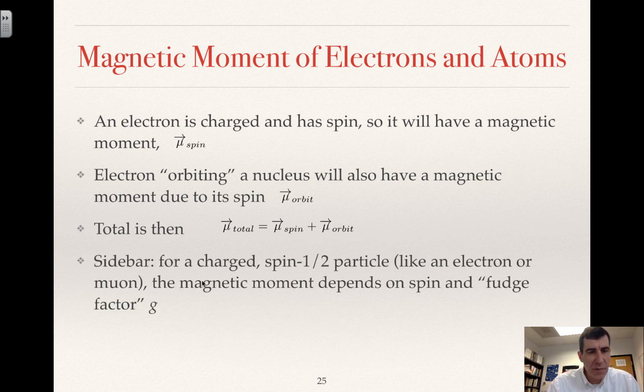As a sidebar, for a charged spin 1/2 particle, like an electron, or another fundamental particle called a muon, the intrinsic magnetic moment depends on the spin and a fudge factor called g. This magnetic moment mu is equal to this fudge factor g times the charge, the electron charge, over twice the mass, times the spin vector s. And for most fundamental spin 1/2 particles, this factor of g is almost but not quite equal to 2.